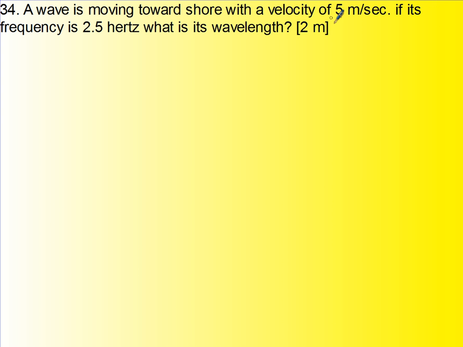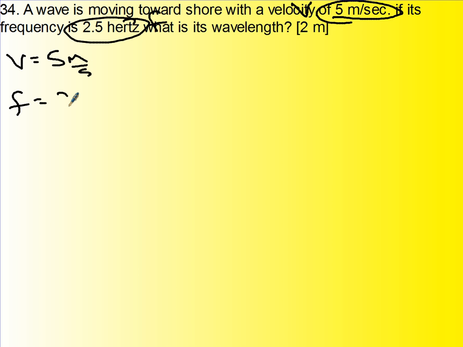A wave is moving toward shore with a velocity of 5 meters per second. If it has a frequency of 2.5 hertz, what's its wavelength? Well, v is 5 meters per second. f is 2.5 hertz. I'm looking for the wavelength.